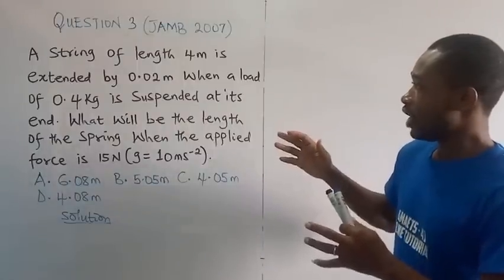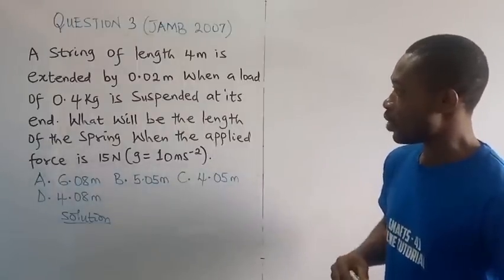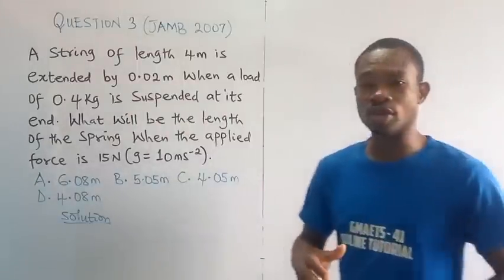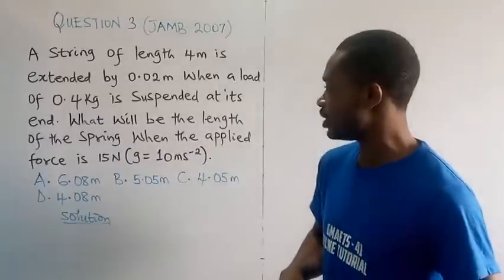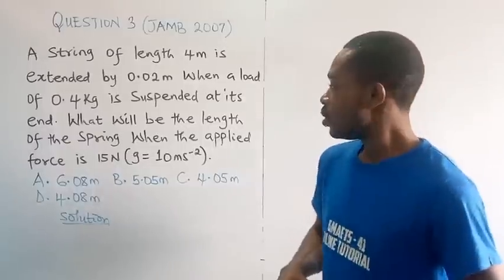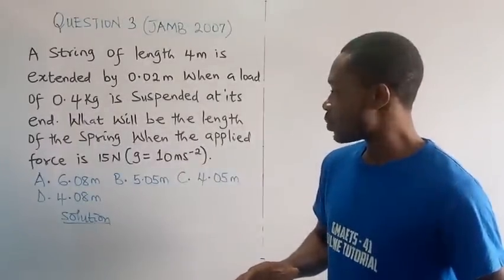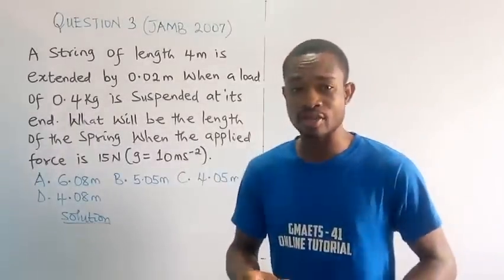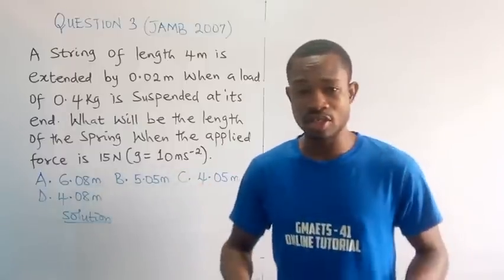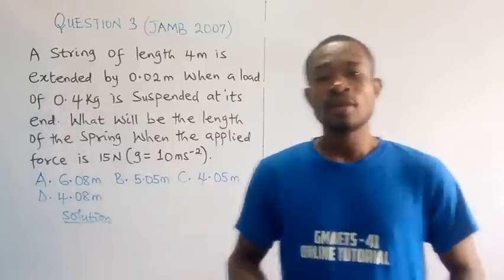A spring of length 4 meter is extended by 0.02 meter when a load of 0.4 kilogram is suspended at its end. What would be the length of the spring when the applied force is 15 Newton? Acceleration due to gravity g is equal to 10 meter per square second.